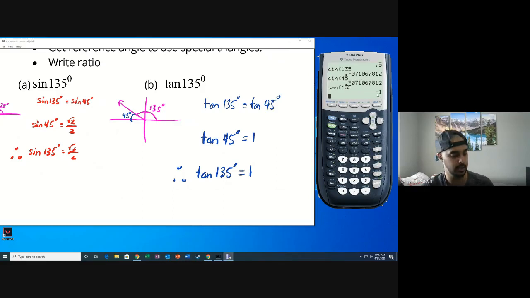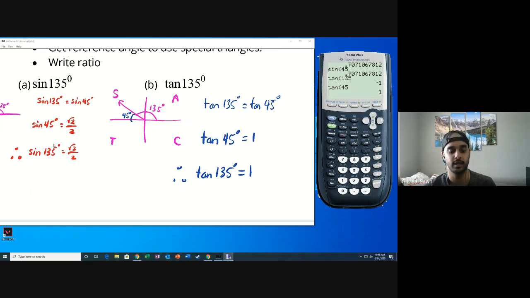Oh, negative. What did I forget? Oh, quadrant. C, A, S, T. The quadrant that this terminal arm is in actually means that tangent needs to be negative. So even though I got the value correct, I got the sign wrong. So this is where your calculator might come in handy. So even though the tangent of 45 degrees is 1, the placement of this terminal arm needs me to double check the sign. So always double check that.